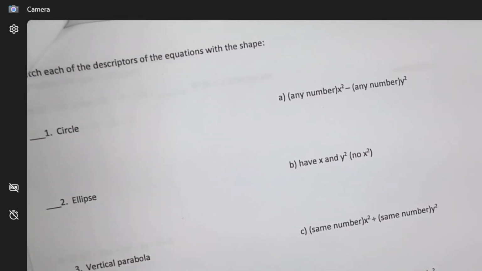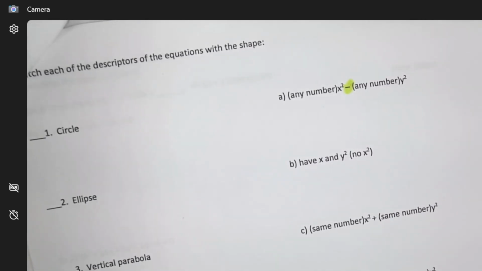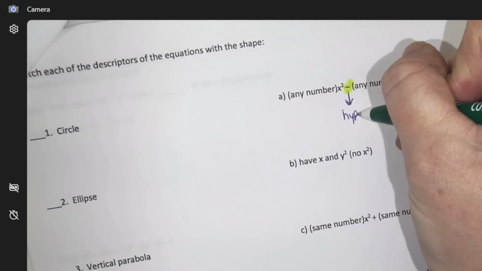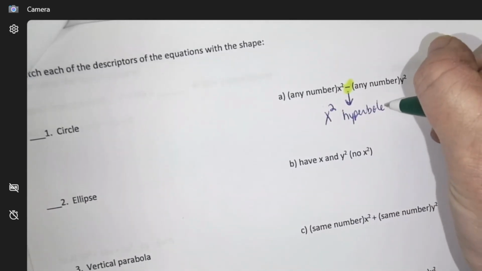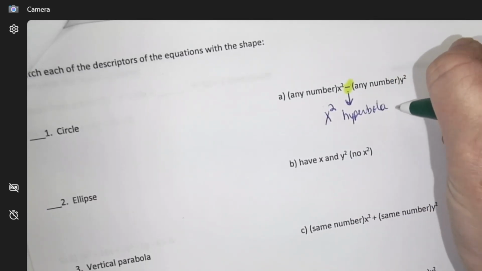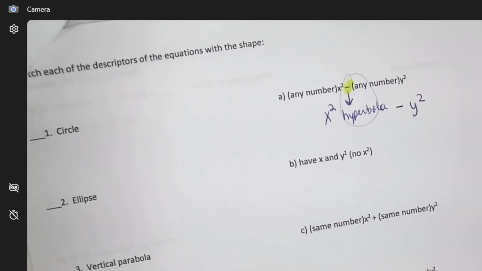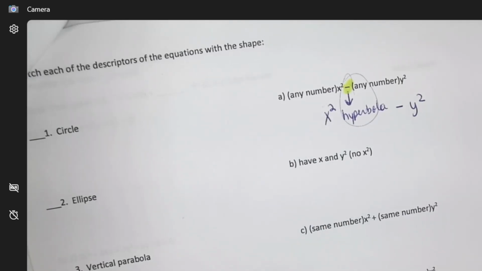Okay, which formula has, oh, there's a subtract. So what do I already know? It's a hyperbola. Okay, it's a hyperbola because it's a subtract. So what do we get if we do x squared as the positive? Which direction are we going to do the hyperbola? Horizontal hyperbola.